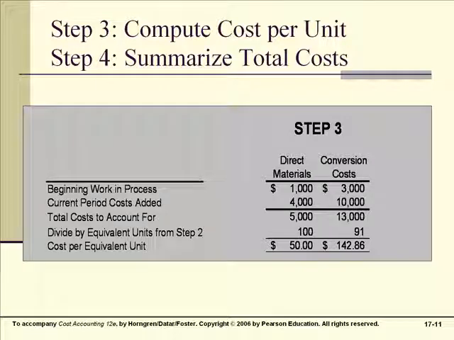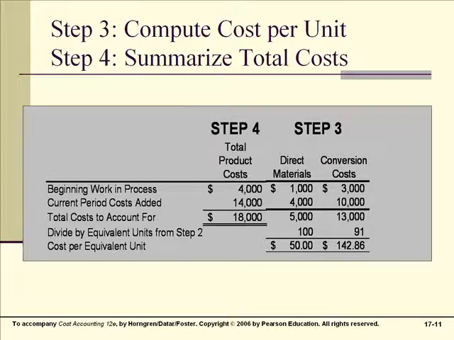Now we've already determined the equivalent units from step 2, so we do our division to determine a cost per equivalent unit. And again, a cost per equivalent unit represents, if you will, an average cost per unit. So we have the 5,000 divided by 100 for material cost, and we have the 13,000 divided by the 91 equivalent units that we calculated from step 2, yielding $142.86 of cost per equivalent unit of conversion cost. At step 4, we summarize our total cost, which is $18,000.